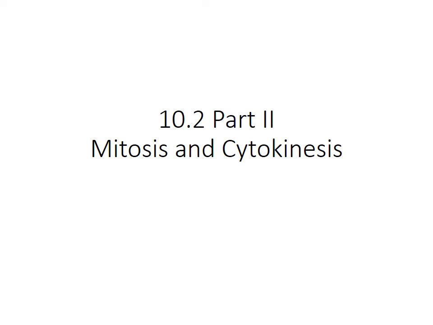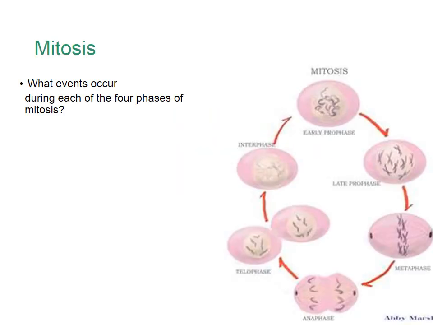Okay, this is part 2 of section 10.2, and we'll be talking about mitosis and cytokinesis. So when we're looking at mitosis, there are 4 main events that happen, and they are prophase, metaphase, anaphase, and telophase. Okay?